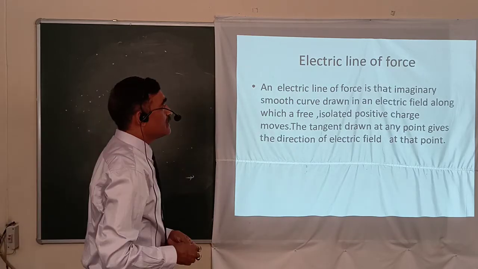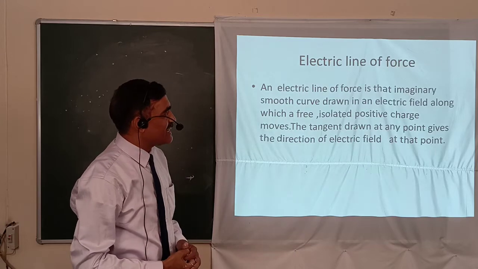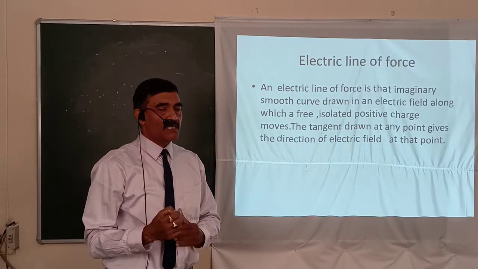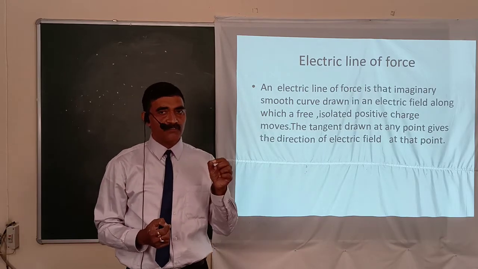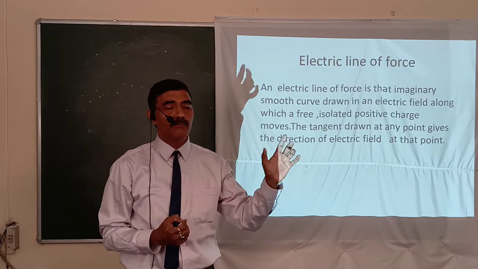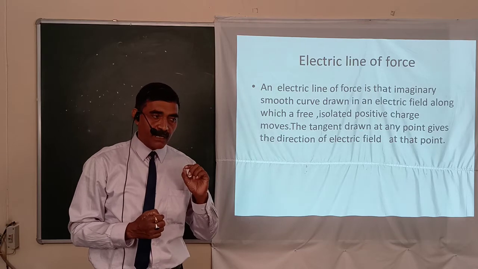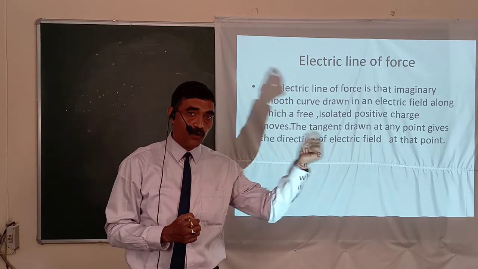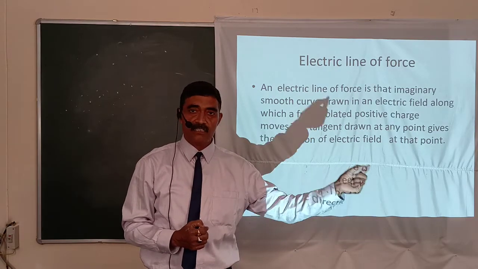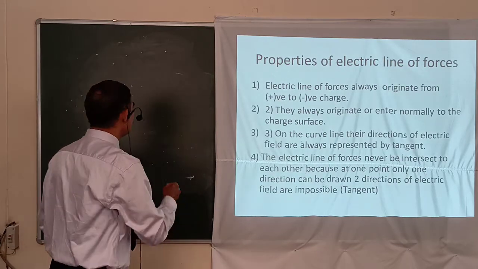So the electric lines of force are the imaginary smooth curves drawn in the electric field along which a free isolated positive charge moves. Means if we place a positive charge inside the electric field and if that charge is free to move, it will move in a particular direction because the force will act on it. So the direction or the path which that particular charge follows gives the direction of electric field, and this path is also known as the electric line of force. So that is electric line of force.